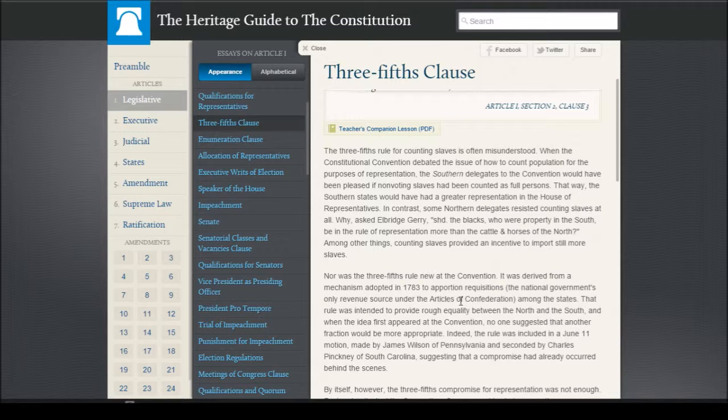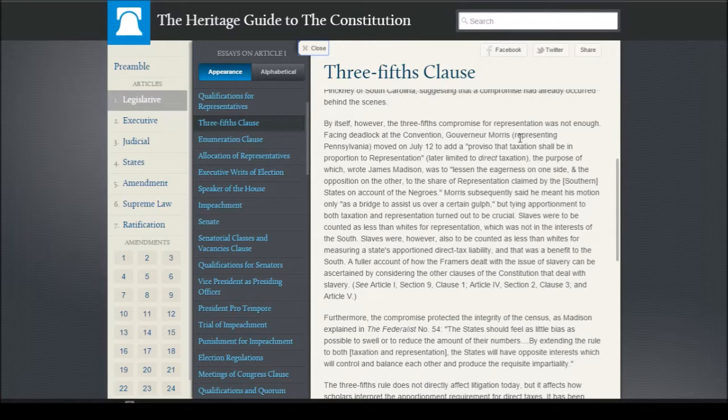Okay, so because the southern states wanted slaves who were not able to vote to be counted towards population, and northern states did not want that, the writers of the Constitution decided that if they didn't find some way to please both the North and the South on this topic, they would not be able to pass the Constitution. They decided that 3 out of every 5 slaves would be counted towards the state's population.